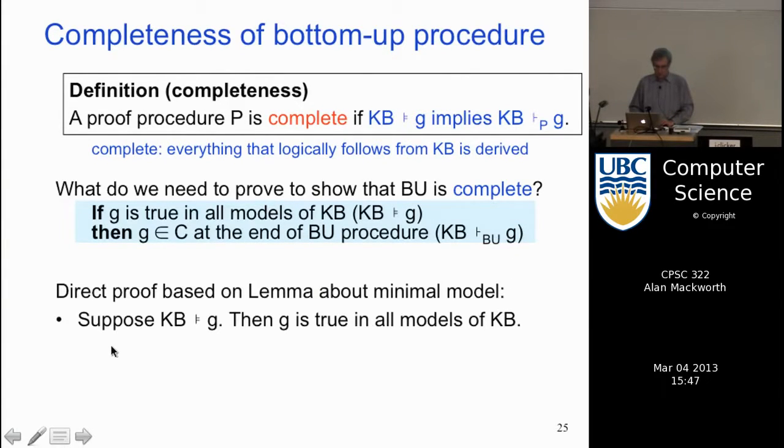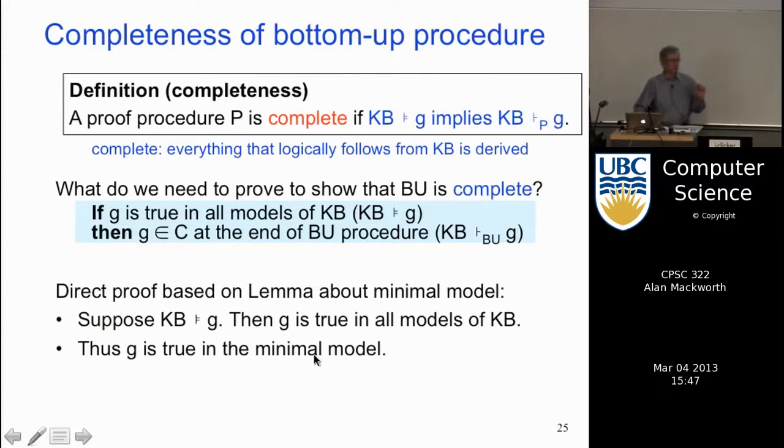So, suppose this is the case, right? We've got a theorem. G is true in all models of the knowledge base. Okay, let's suppose that's the case. Since G is true in all models of the knowledge base, it must be true in the minimal model. That's what we need the minimal model for. And we know it's a model. So G is true in all models, therefore it must be true in the minimal model. Okay?